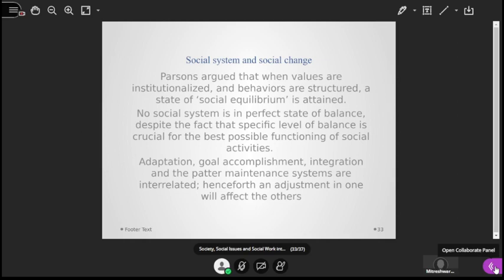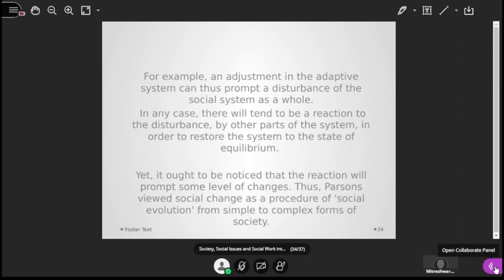Alors pour ça, adaptation, goal accomplishment, integration, and pattern maintenance system are interrelated. Henceforth, an adjustment in one will affect the others. Nous avons un state of equilibrium. Si you adjust one, the other one will be affected. Alors, for example, an adjustment in the adaptive system can just prompt a disturbance of the social system as a whole. In any case, there will tend to be a reaction to the disturbance by other parts of the system in order to restore the state of equilibrium.